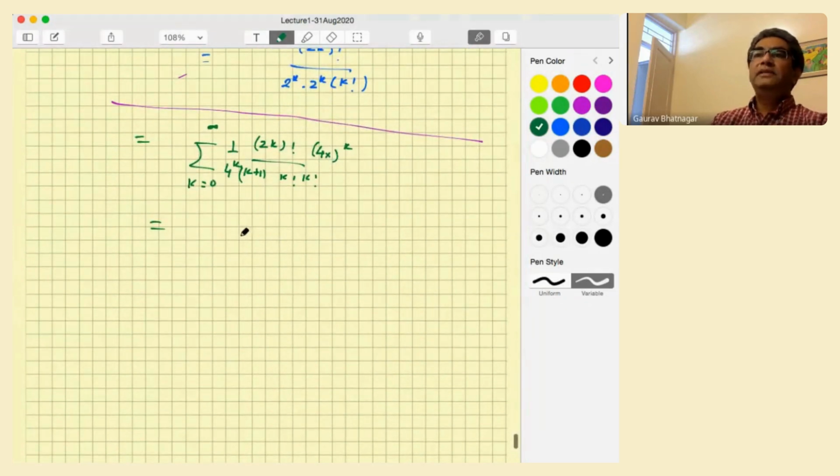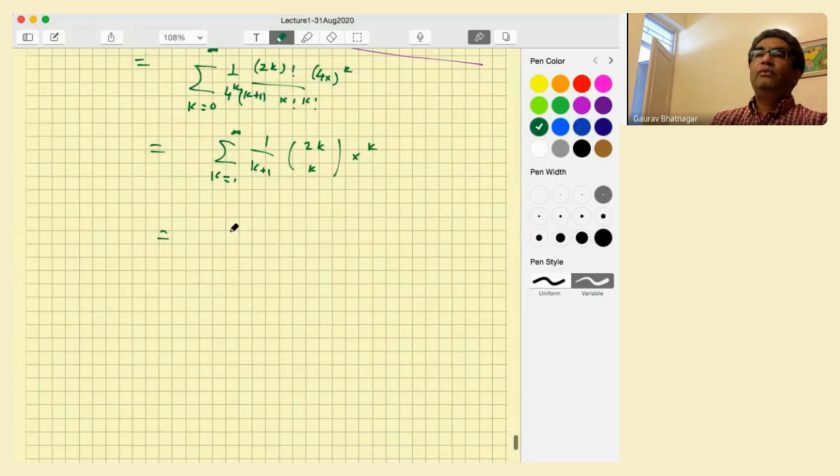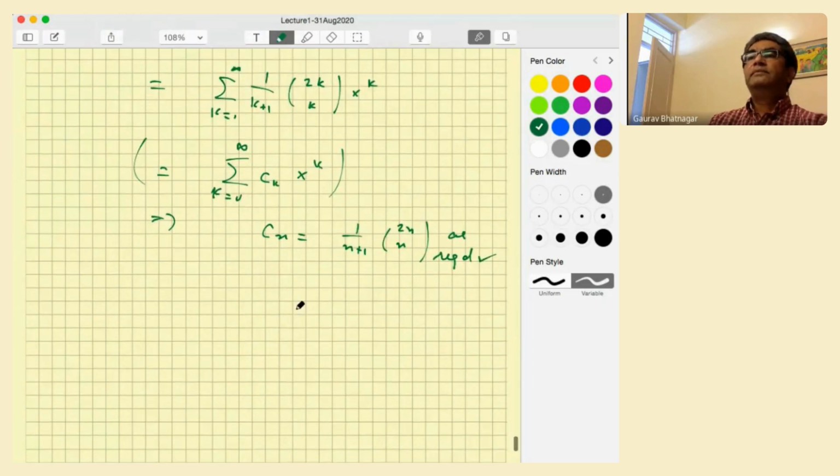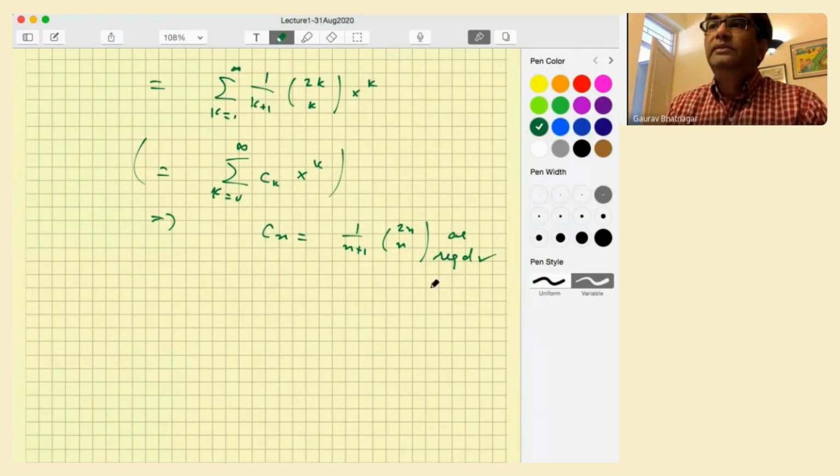And now the 4 disappears. And I get, so 2k factorial, so I get the 1 over k plus 1. I get the 2k over k. And I have x to the k. And recall what were we doing? We were doing c_k x to the k. So this implies that C_n of k is 1 over n plus 1, as required. So yeah, this is the end of this calculation.